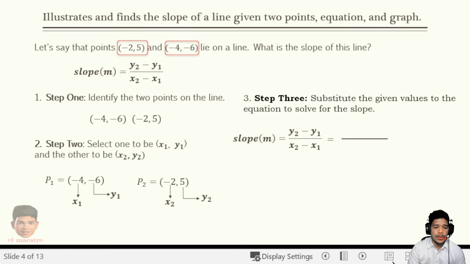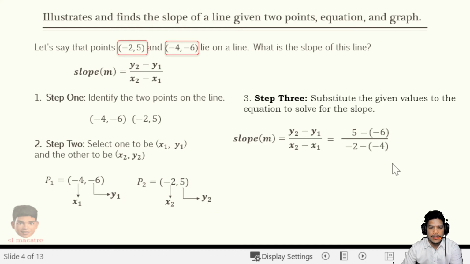Then let's go to the next step, which is we're going to substitute those to the given formula. So y sub 2. What's the y sub 2? That's 5. Then what? Minus. Look, minus. Then what's y sub 1? That is negative 6. So make sure that you put negative 6 with close and open parenthesis, because the two negatives will be beside each other. To separate them, we just put parentheses. The same thing with x. So x sub 2 is negative 2 minus negative 4.